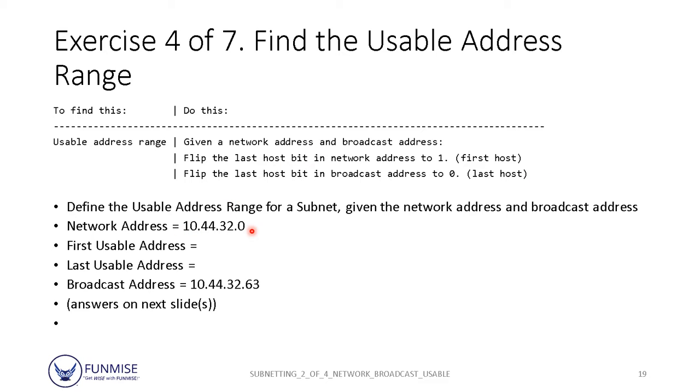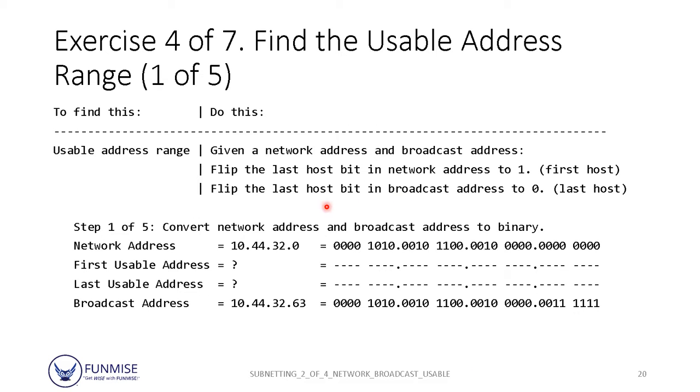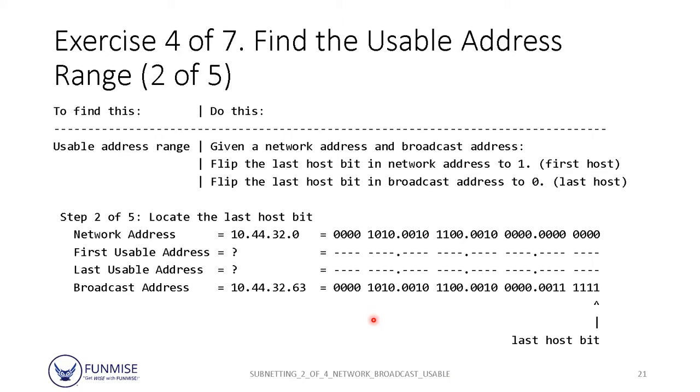Okay, so we're given a network address and a broadcast address, and we just need to get the first usable address for a host and the last usable address for a host. I think we can handle that. It should be pretty simple. Now, convert the network address and the broadcast address to binary. Okay, binary, binary. That was easy. Locate the last host bit. Okay, that's where the last host bit is. Fairly simple. It's the one furthest to the right.